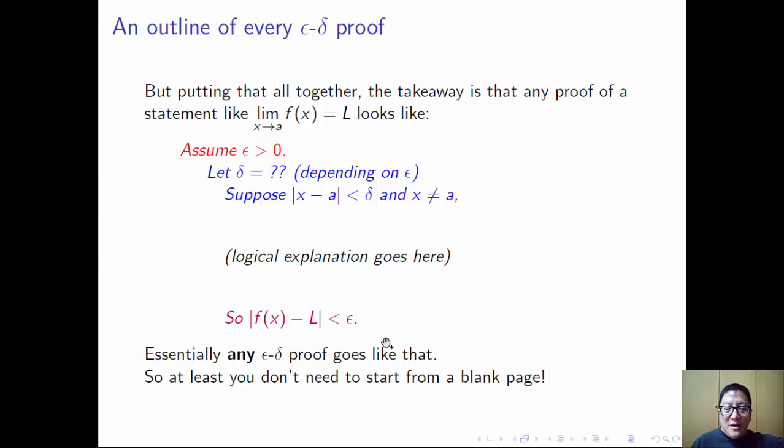So at least you now have no excuse that when I ask you on homework and exams or whatever, to prove that the limit of something is equal to something else, you have no excuse for having a blank page. Your proof should at least start with this at the beginning and finish like that.